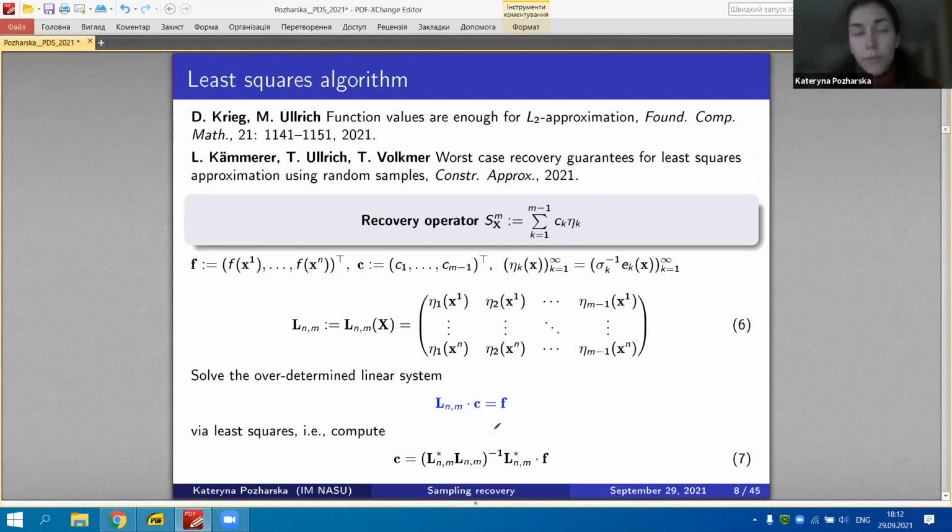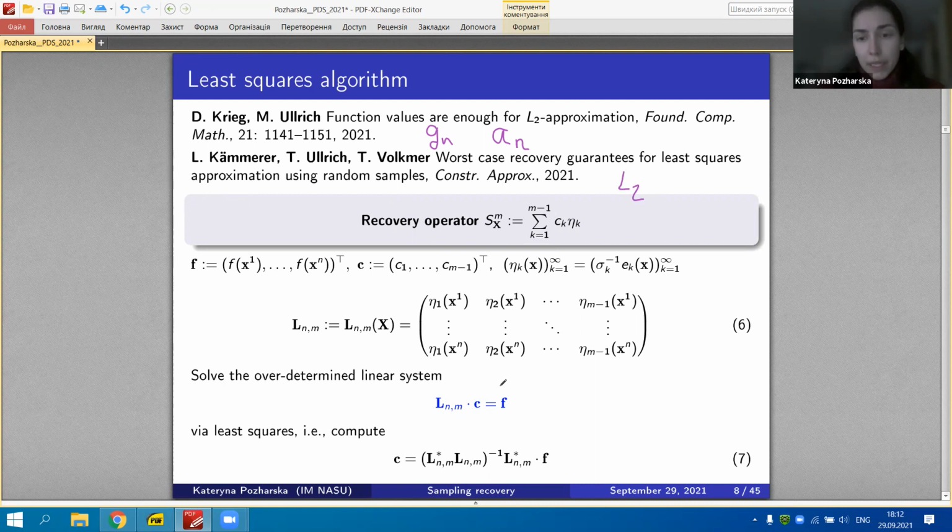And now we move to the algorithm. This least squares algorithm was introduced in this paper by David Krieg and Mario Ullrich. And I want to say that it was a real breakthrough because there they got a connection between sampling numbers and approximation numbers in L2. And then in the paper by Lutz Kämmerer, Martin Ullrich, and Toni Volkmer from the Chemnitz school, they got worst case recovery guarantees with high probability and wrote down the explicit form of constants for the L2 recovery using this algorithm.